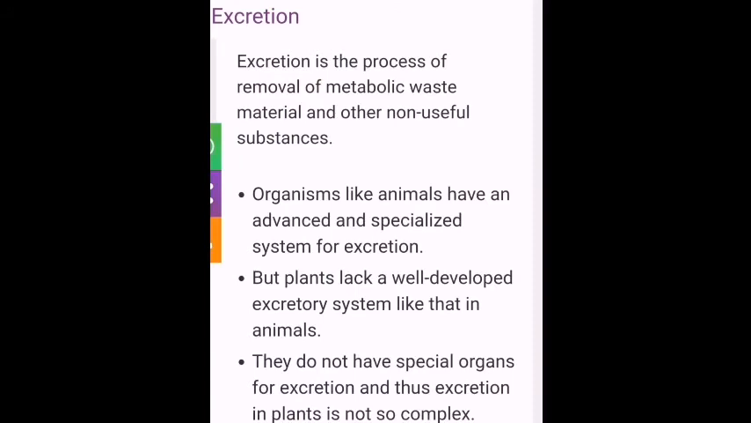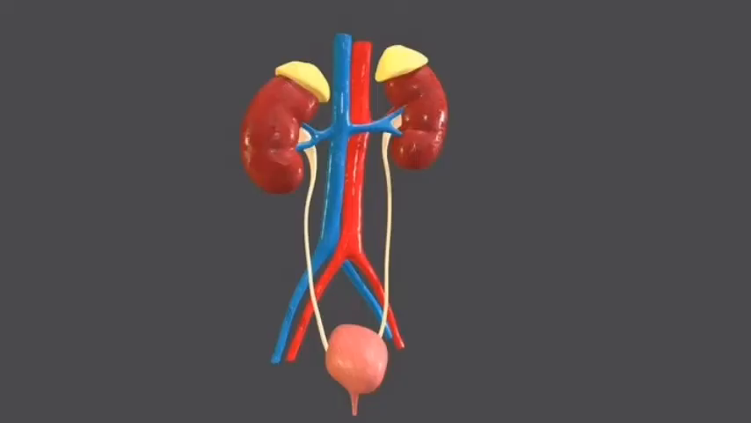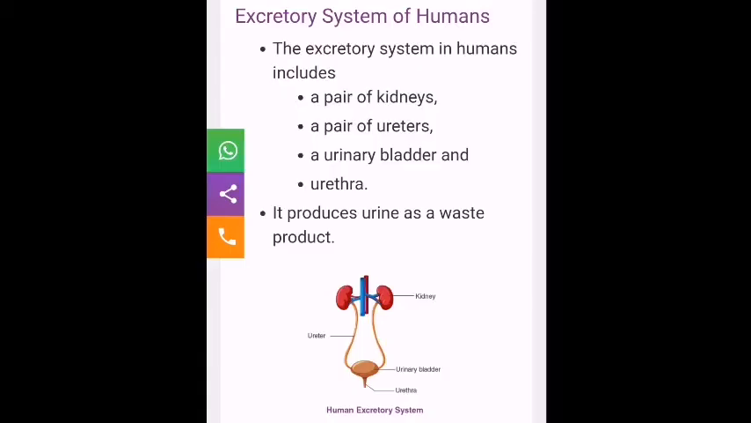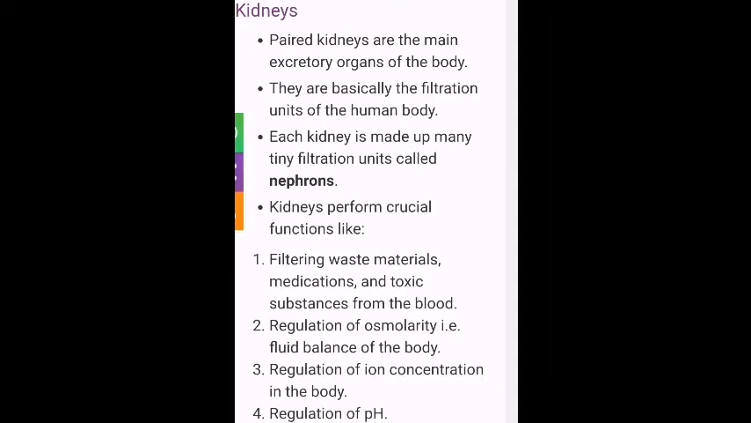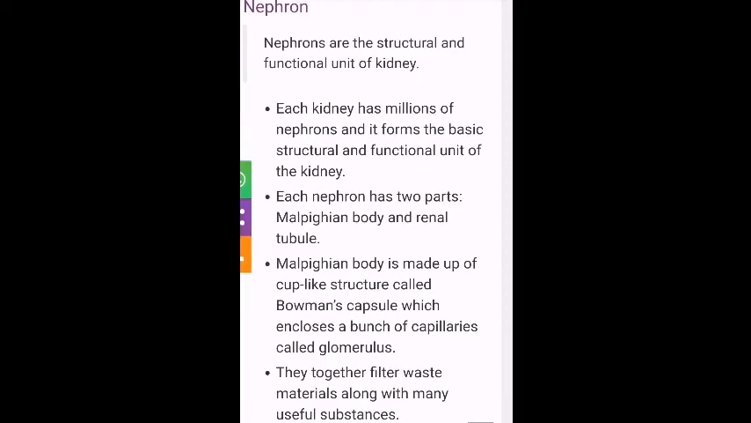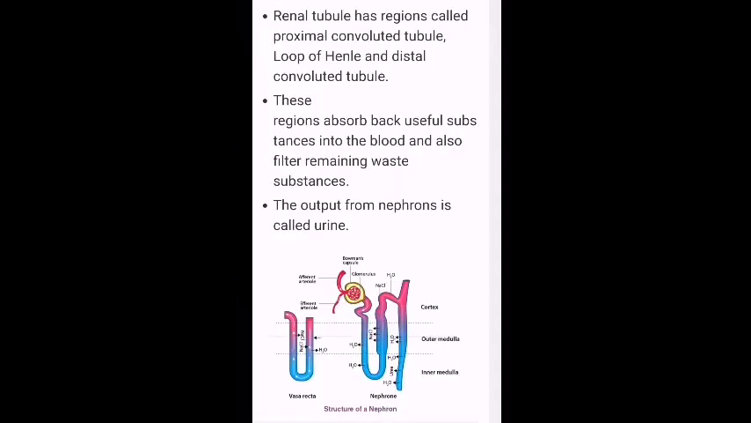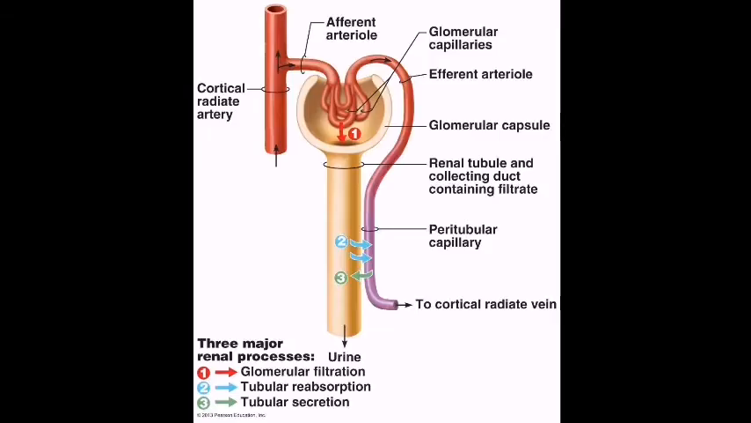Now excretion. Excretion is the process of removal of metabolic waste or nitrogenous waste from the body of organisms. The excretory system of humans consists of kidneys, ureters, urinary bladder and urethra. The function of the kidney is to filter the blood and remove the nitrogenous waste from the body. The functional units of filtration in kidneys are nephrons.